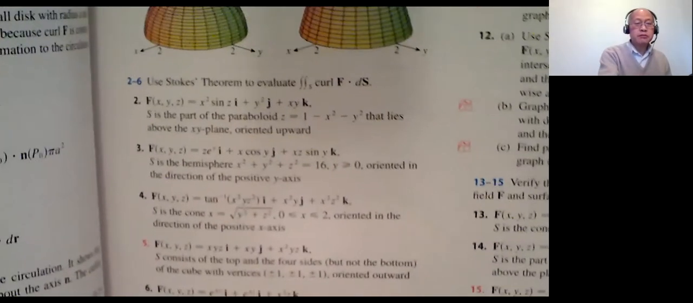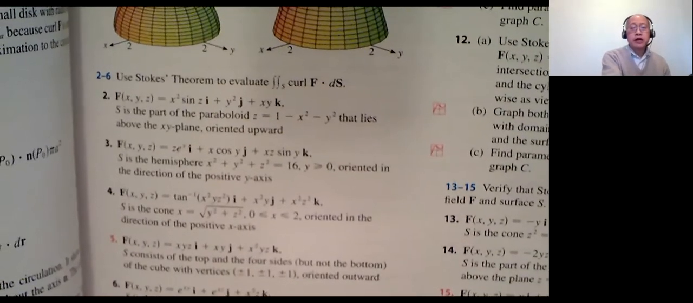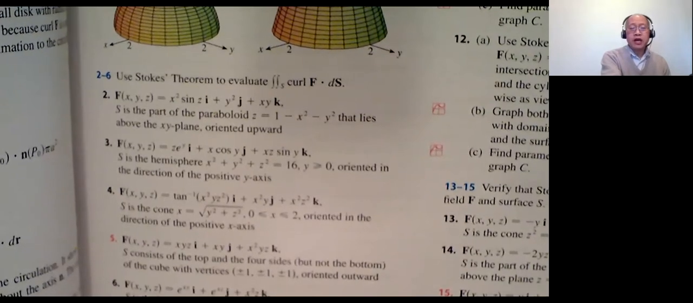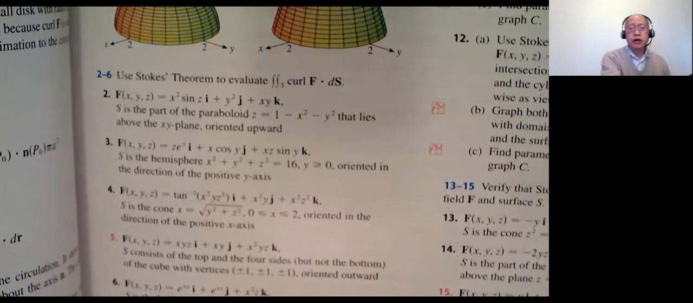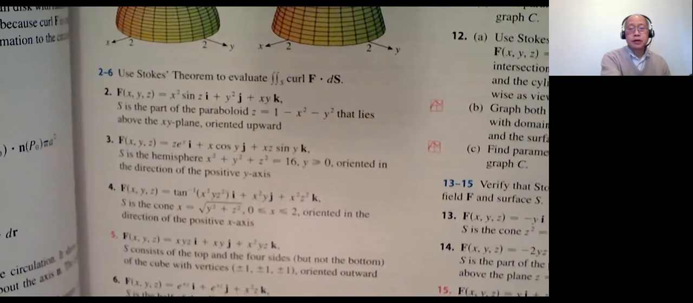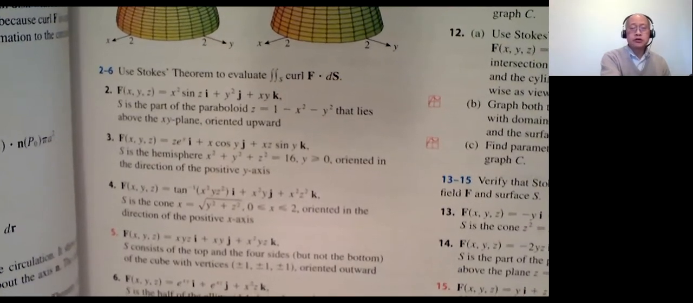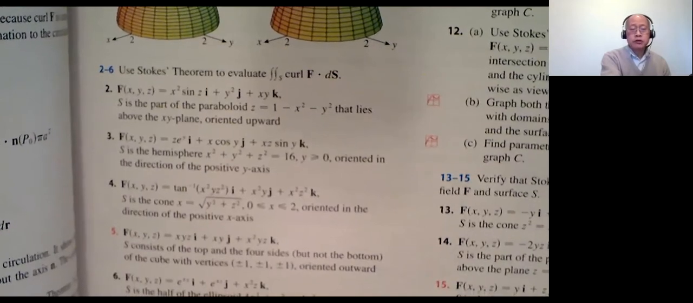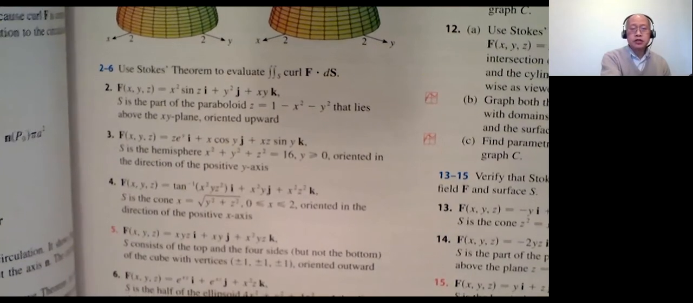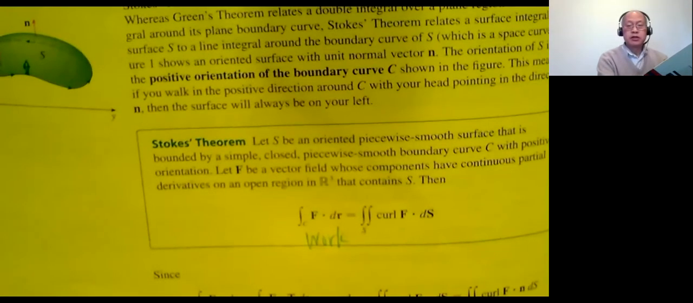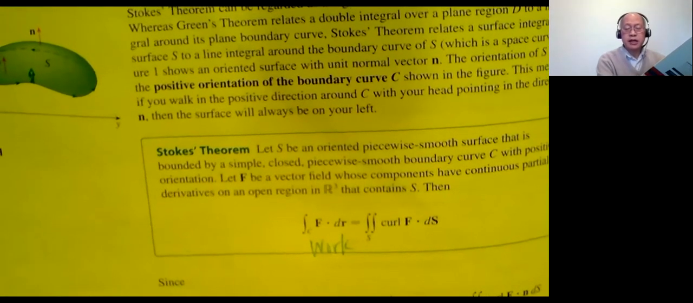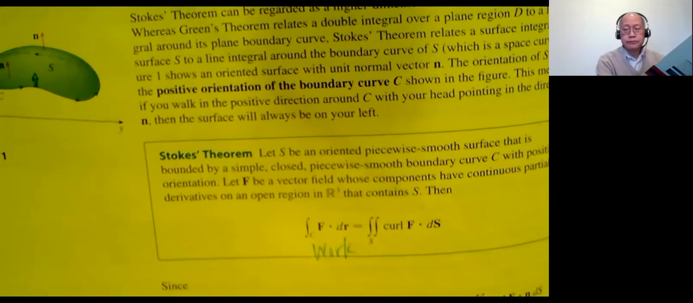Okay, look at the language for problems 2 through 6. It says use Stoke's theorem to evaluate the double integral along the surface of curl f dot ds. Because they're using that language, it means don't do what it says, do the other side. So for 2 through 6, if it says use Stoke's theorem, don't actually do what it says. In this case, do the left-hand side. In other words, do the left integral of f dot dr. It's easier. See the language?